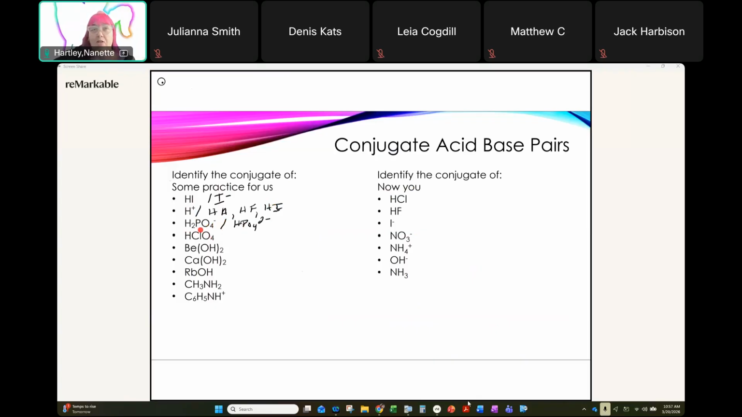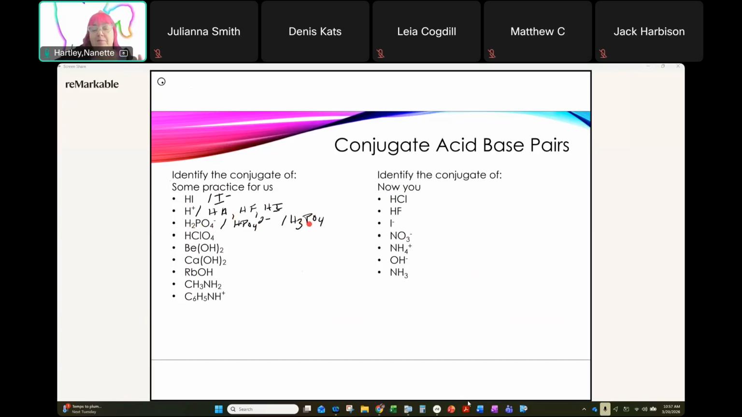But this right here also has a negative charge on it. So I could put another proton on it. And that would then be H3PO4. So this would be my base, and this would be my acid.